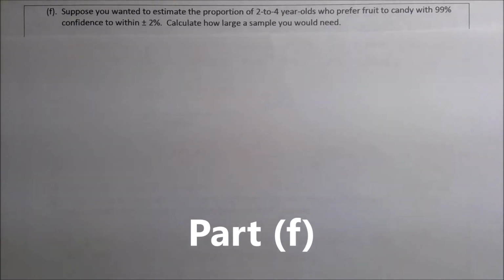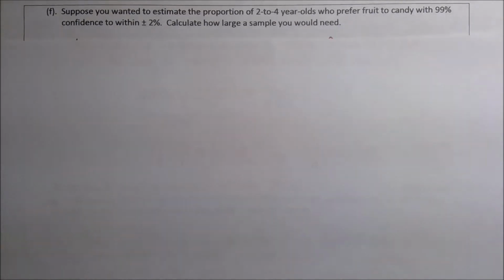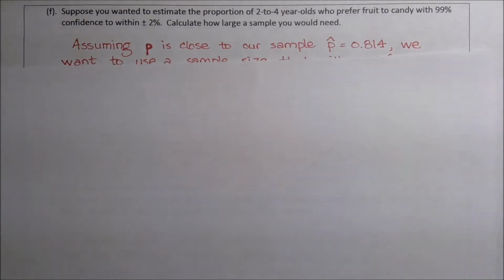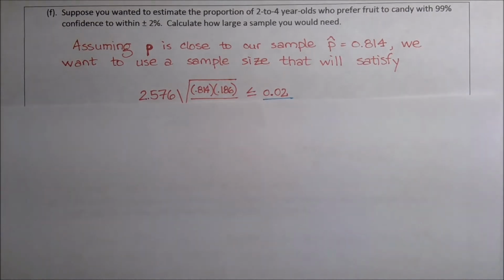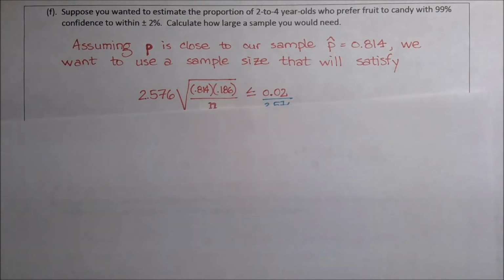So this problem is actually looking for you to bound your margin of error. You want to make sure that it's no larger than 0.02, right? So we're going to assume that the parameter is close to our sample proportion of 0.1814. And we're going to use that and the equation for margin of error to try to calculate this value of n, right, the sample size.